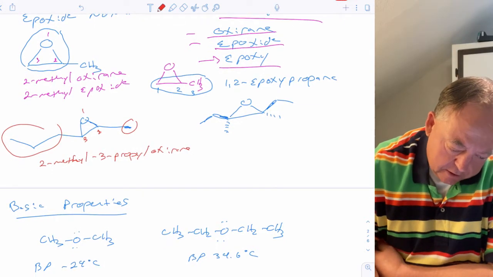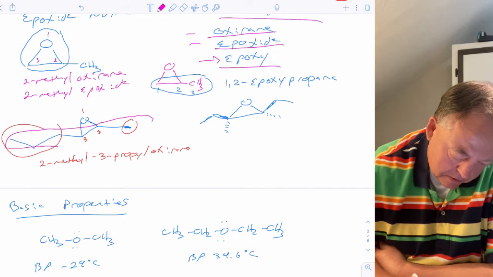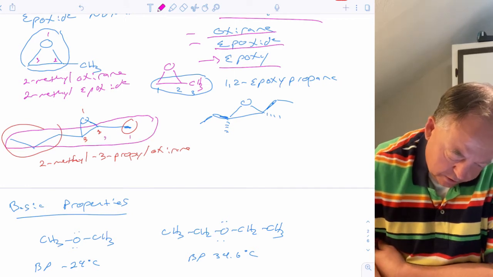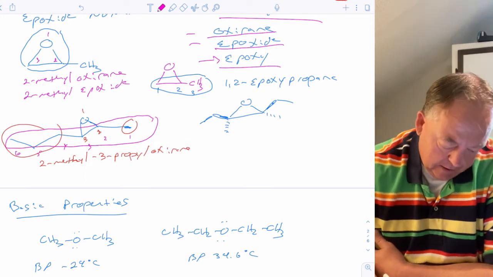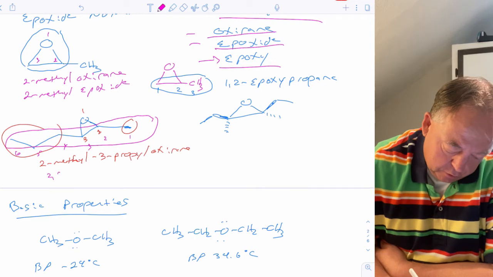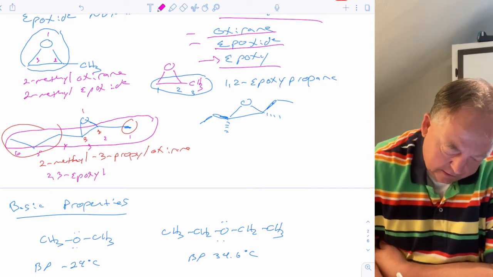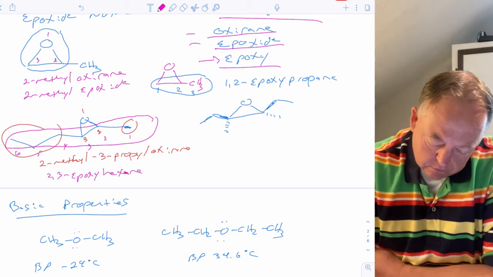Or the other method to name it would be to consider this the parent. So you'd have a 1, 2, 3, 4, 5, 6 carbon chain parent with an epoxide between 2 and 3, so you could call that 2,3-epoxyhexane would be another way to name that.